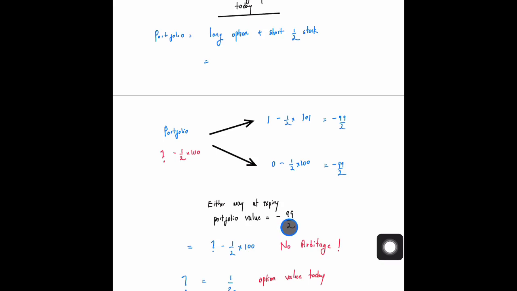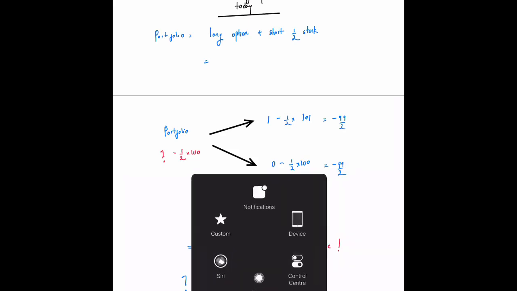Because the value of the portfolio is minus 99 by 2, and there is no interest rate, in order to avoid any risk-free profit, the value of the portfolio today should just be equal to minus 99 by 2. We put this equal to minus 99 by 2, and we get the value of the option as 1/2. That's the value of the option today. So this is how we are evaluating the value of this particular option.